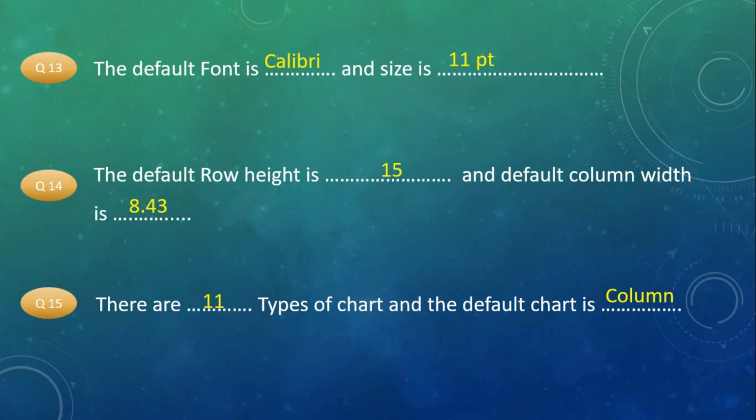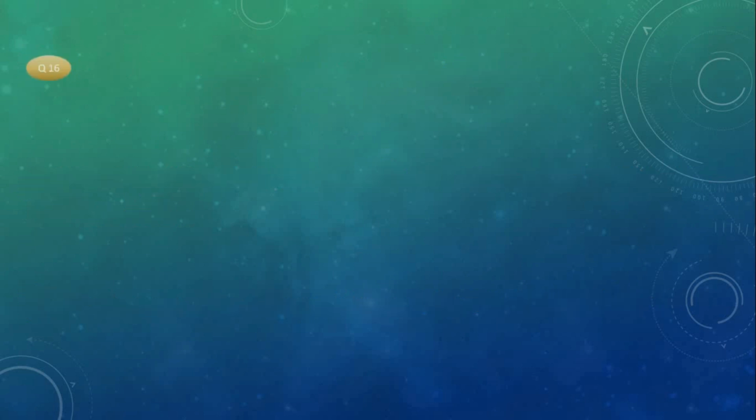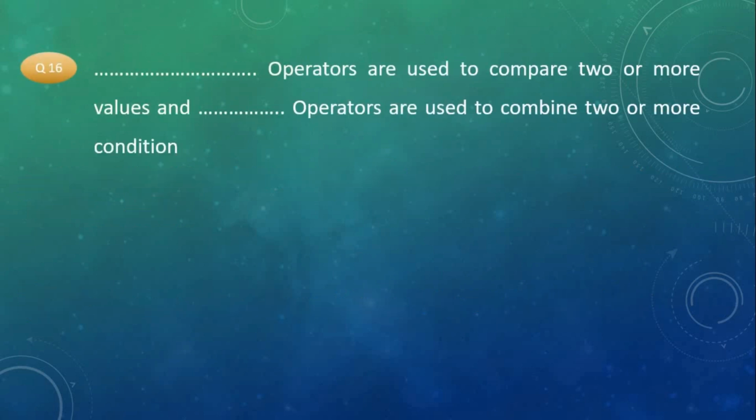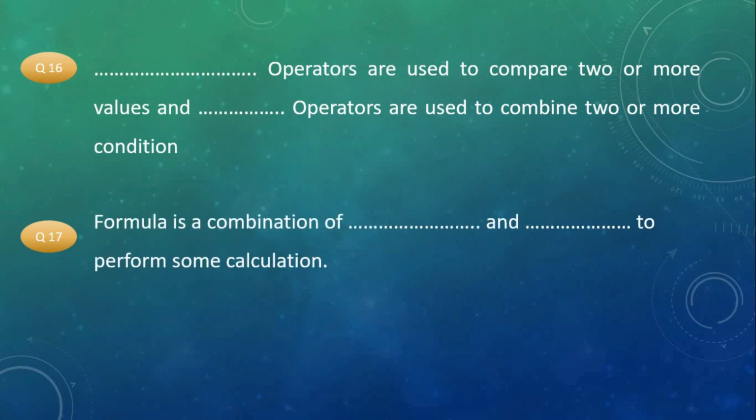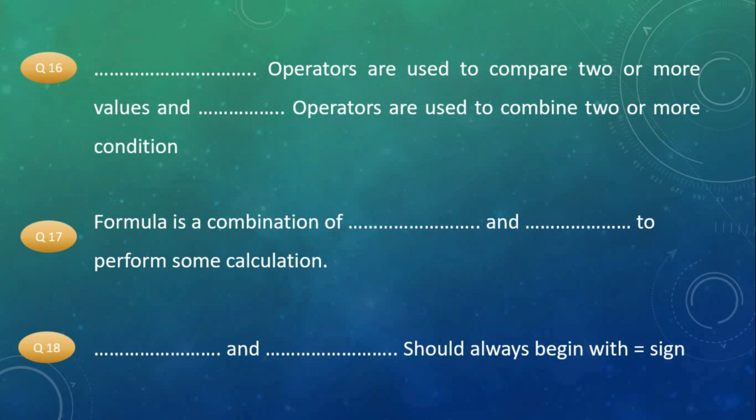Next set of questions. Dash operators are used to compare two or more values, and dash operators are used to combine two or more conditions. Next one. Formula is a combination of dash and dash to perform some calculation. Next one. Dash and dash should always begin with equal sign.